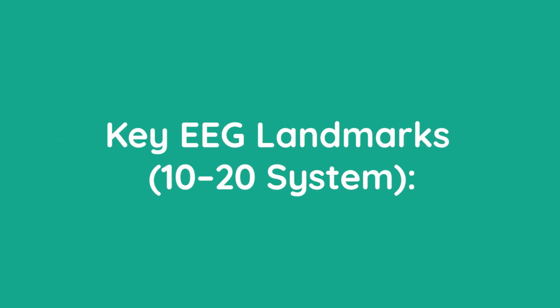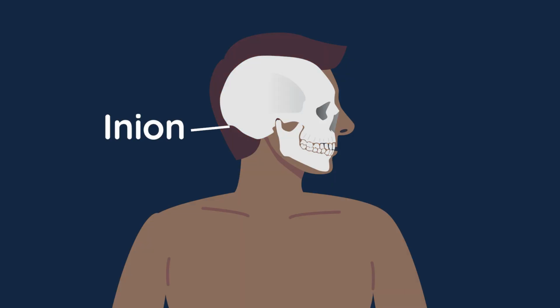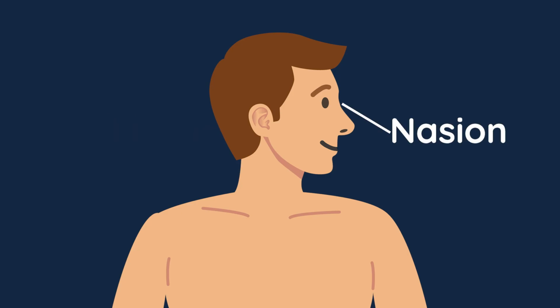Let's start with the head and neck. These landmarks are the foundation for the EEG and EOG. The key landmarks for the EEG, or the 10-20 system, include the inion, which is the bony bump at the base of the skull. This is your posterior landmark. The nasion, which is the dip between the forehead and the bridge of the nose. This is your anterior landmark.